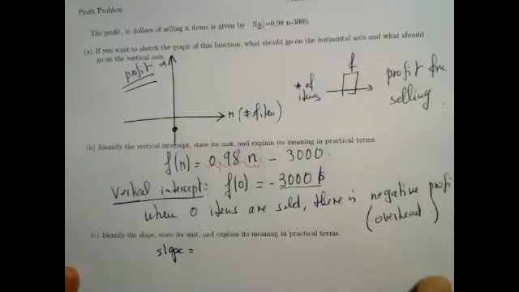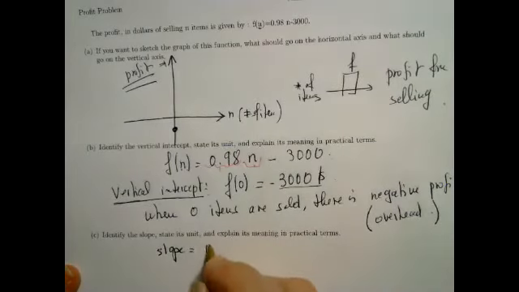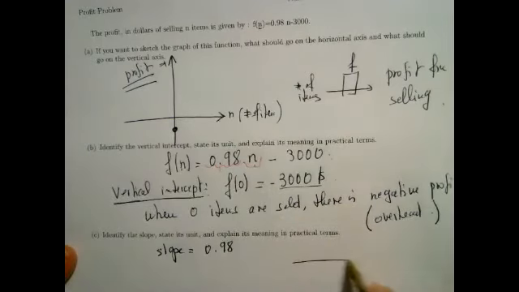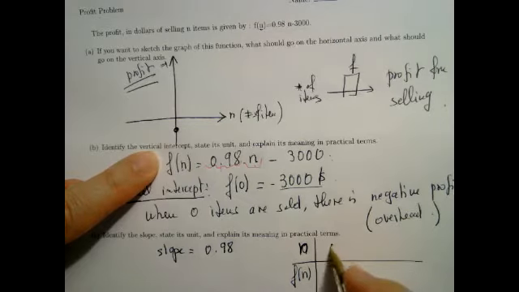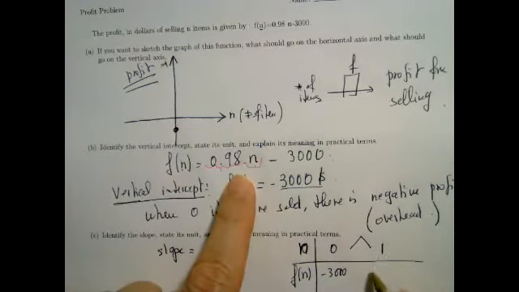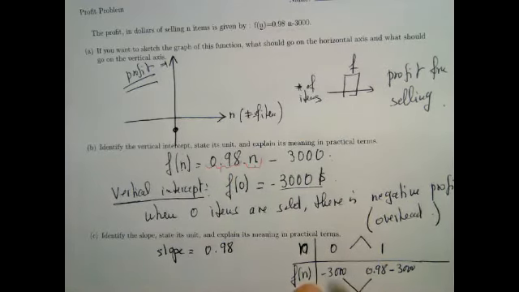Can we read it off the formula immediately? The slope is exactly the 0.98. That's the slope. And now let us understand why it is the slope, 0.98. If I put the number of items and I put the f of n, if n is 0, it's minus 3,000. After 1 unit, what is the number? It's 0.98 minus 3,000. Means from here to here, from minus 3,000, we added 0.98.